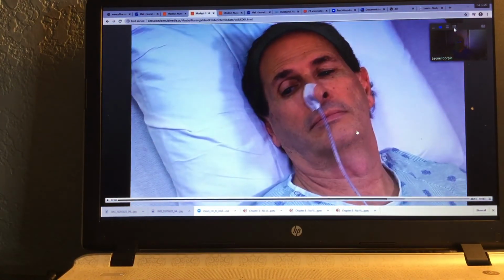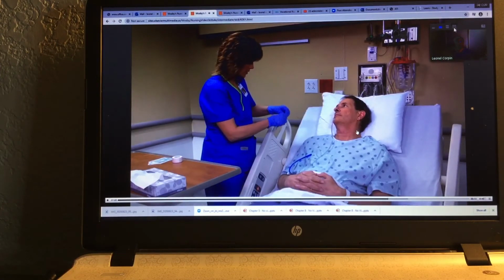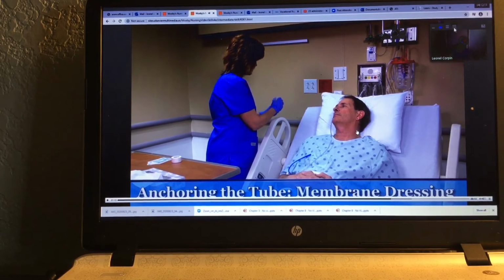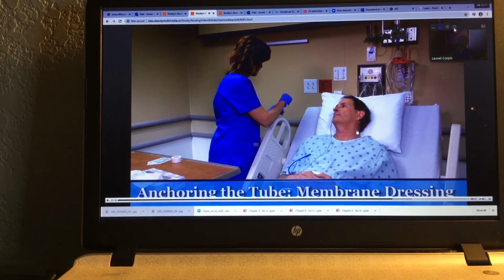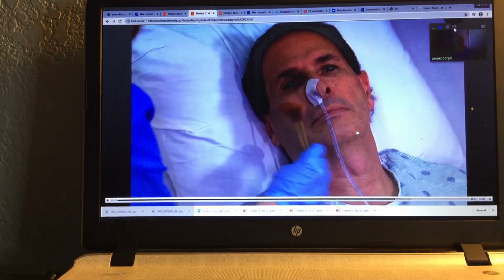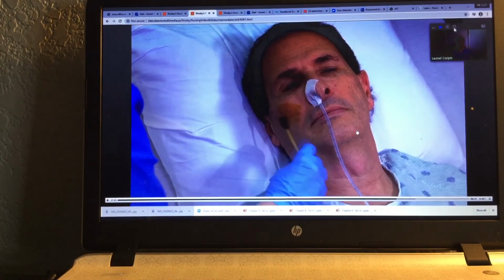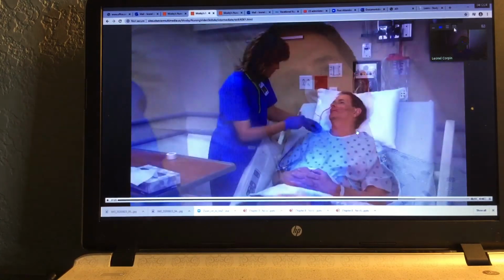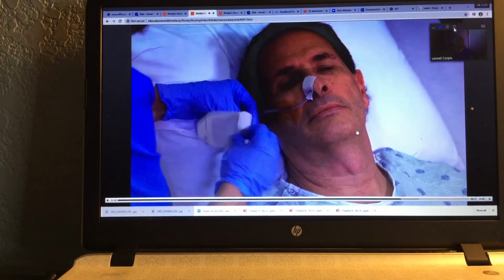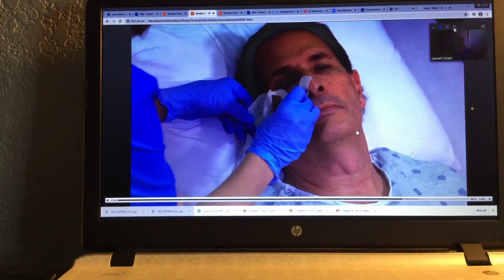All right, I'm just going to adhere this onto your cheek, okay? To use a membrane dressing to anchor the tube, apply tincture of benzoin or another skin adhesive to the patient's cheek and to the section of the tube you wish to secure. Place the tube against the patient's cheek and use the membrane dressing to anchor it out of his line of sight.